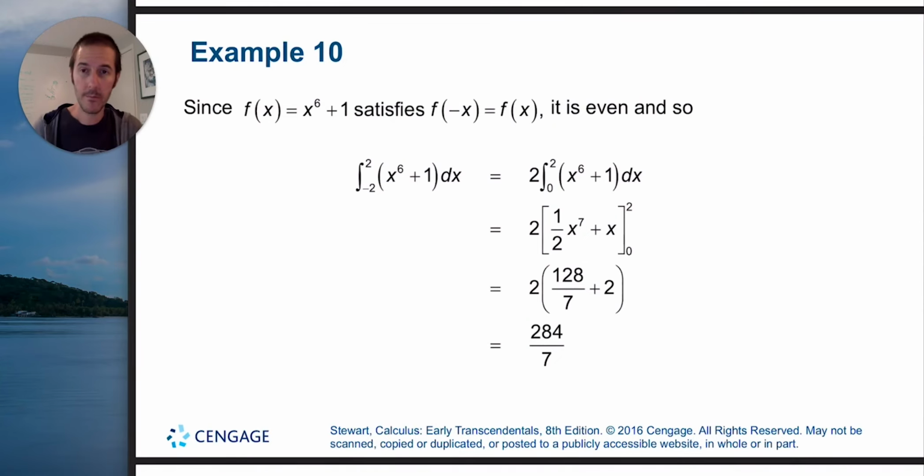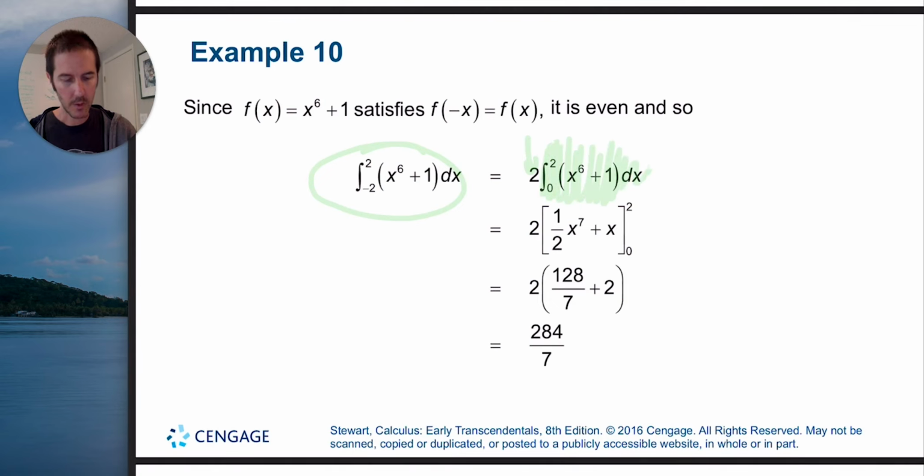This one gives us a function f of x, x to the 6th plus 1. That is an even function, proven by the fact that f of negative x equals f of positive x. A negative value to an even power is going to become positive again. So it's an even function. Therefore, integrating that function from negative 2 to positive 2 is the same thing as doubling the result of integrating from simply 0 to 2.